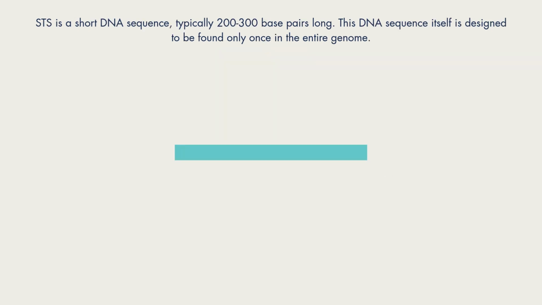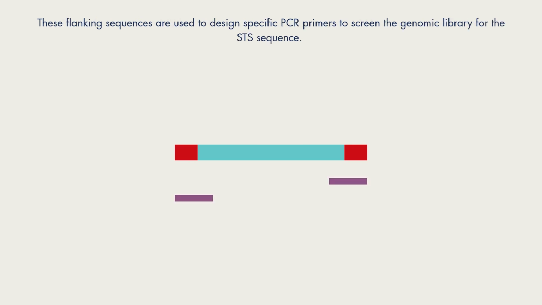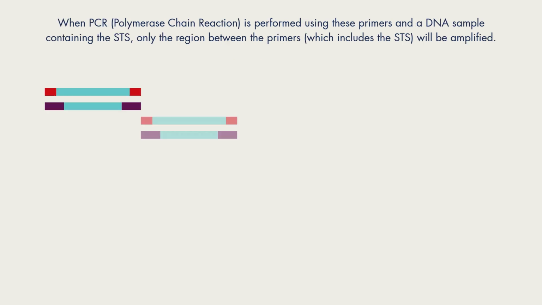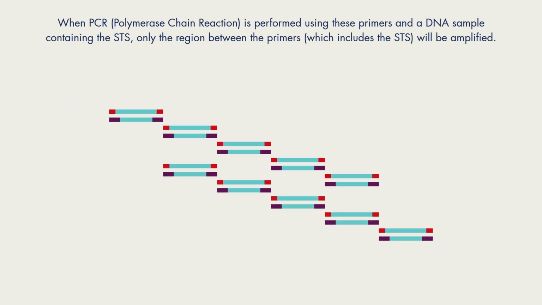An STS is a short DNA sequence, typically 200 to 300 base pairs long. This DNA sequence itself is designed to be found only once in the entire genome. The real power of an STS lies in the fact that we know the short DNA sequences that flank it. These flanking sequences are used to design specific PCR primers. When PCR, a polymerase chain reaction, is performed using these primers and a DNA sample containing the STS, only the region between the primers, which includes the STS, will be amplified.